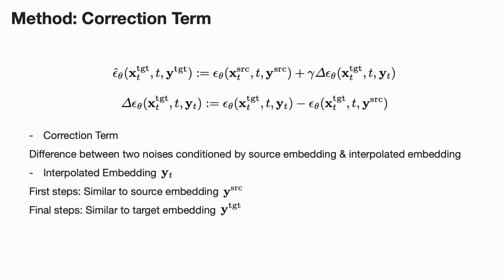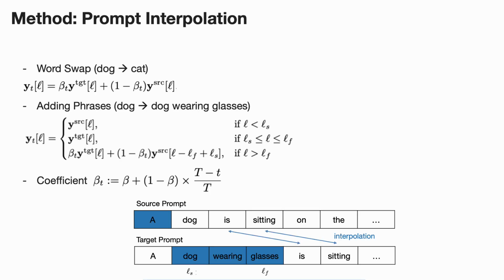In our method, the correction term is defined as the difference between two noises conditioned by the source embedding y source and the interpolated embedding yt. The interpolated embedding yt depends on the time step t, and this value can be calculated by interpolating the source embedding y source and the target embedding y target, and the interpolation coefficient is changed by the time step t. In the reverse process, yt is initially similar to y source, but after several steps, it is similar to y target. I'll talk about the interpolated embedding yt in more detail.